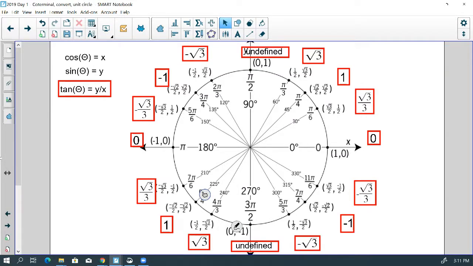It's underneath the modules in Canvas, and it's a really nice, clean, crisp picture of the unit circle with the special angles 30, 45, 60, etc. These are all just special angles. They don't comprise all the angles on the unit circle.